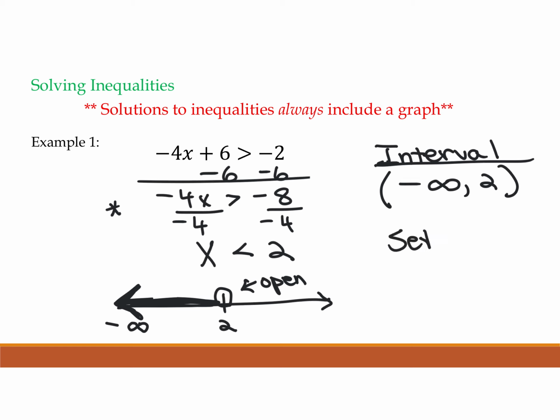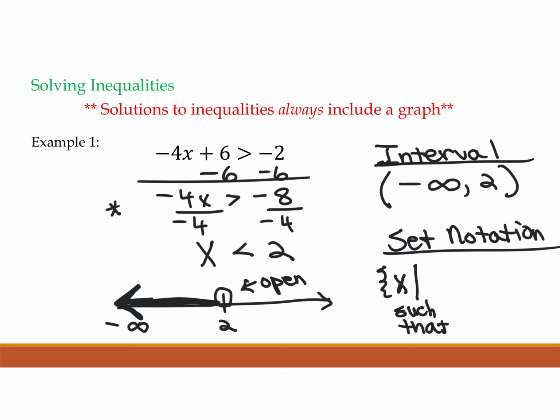The other form is called set notation, and we can write our solution in set notation. It's going to go inside braces. You're going to list the variable that is in your problem, which is x. You're going to draw a straight line down, and that straight line is read as "such that," and you place the last step of your solving: x is less than 2. So in set notation, we have x such that x is less than 2.